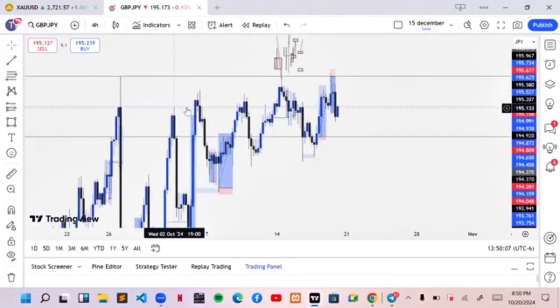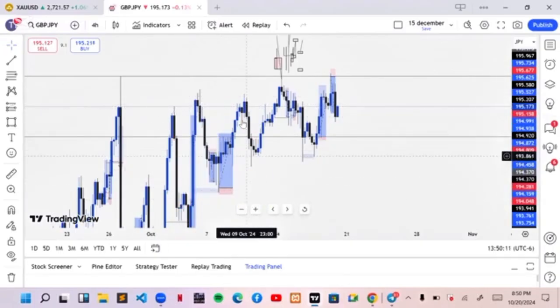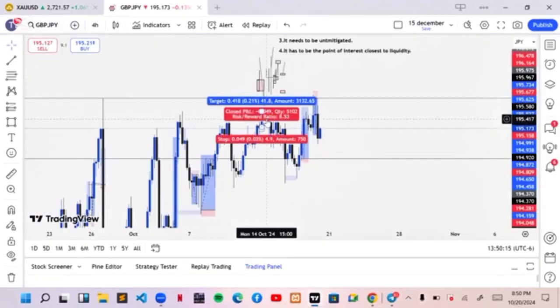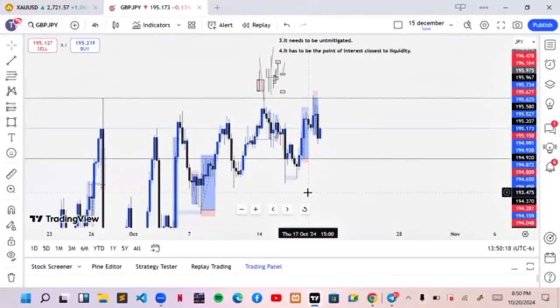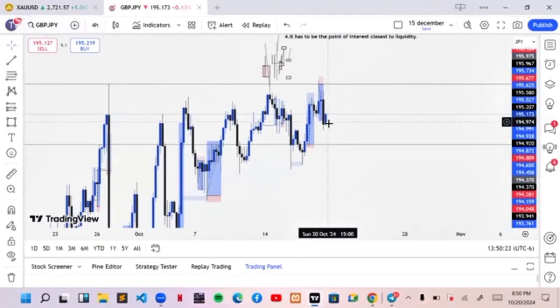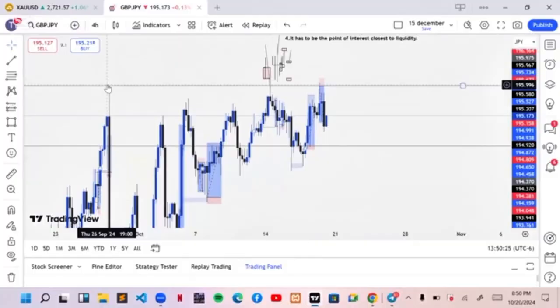After market took out this high, this liquidity, market actually came and started selling and went down to this side. Same thing as this high. Once market took out this high, what did it do? Started selling. So each liquidity zone that gets taken out, market will now head to take out the other side of liquidity.